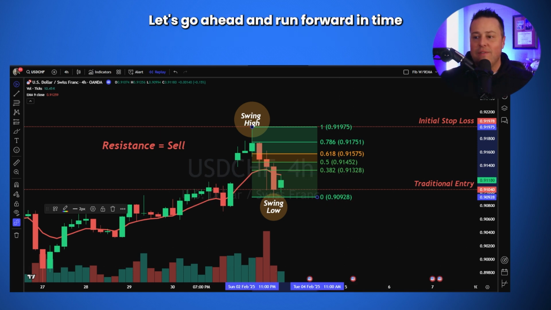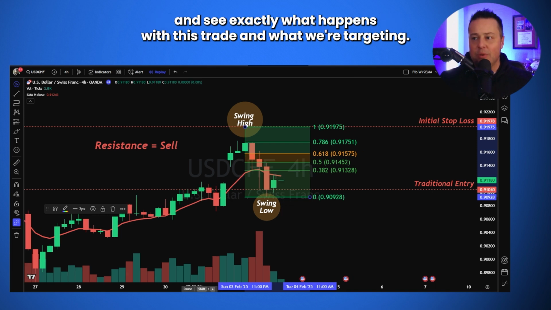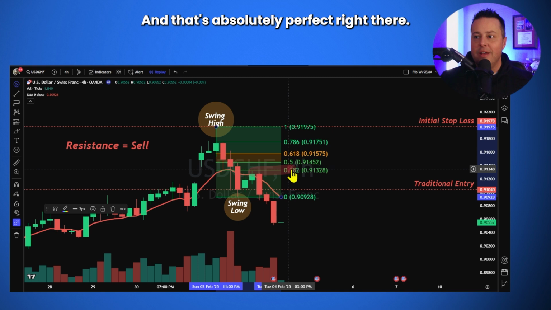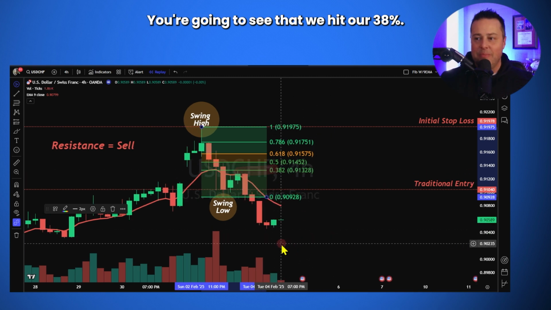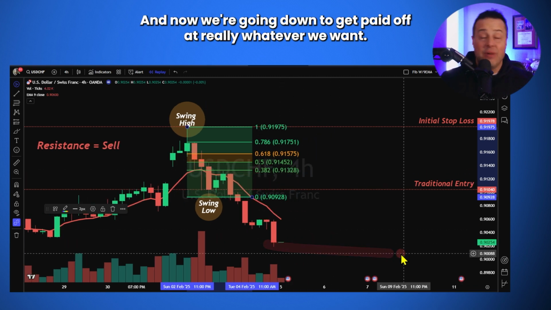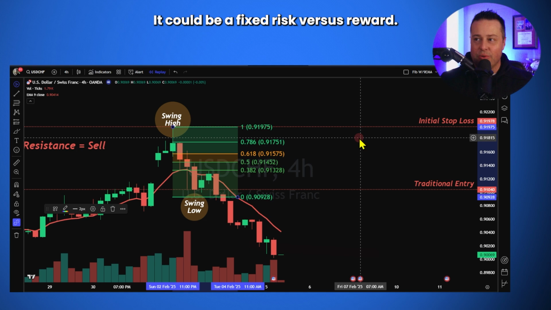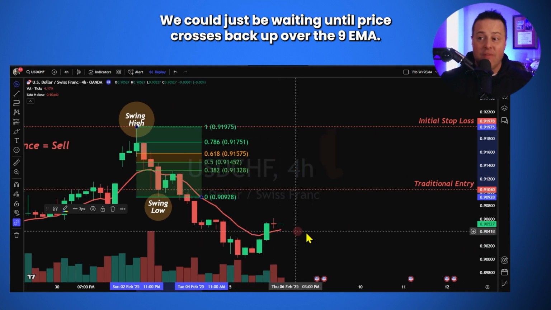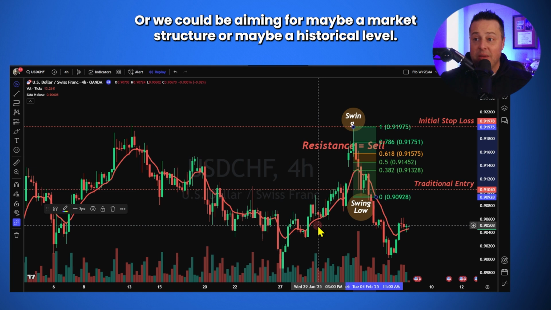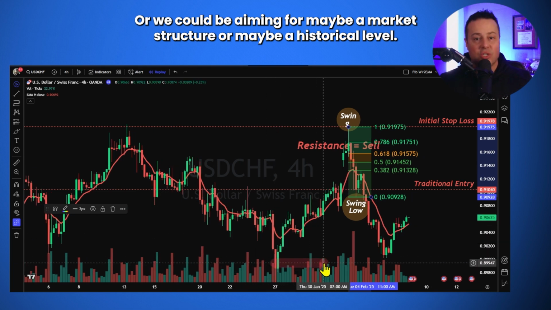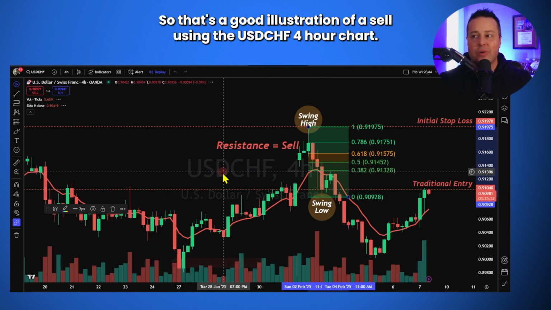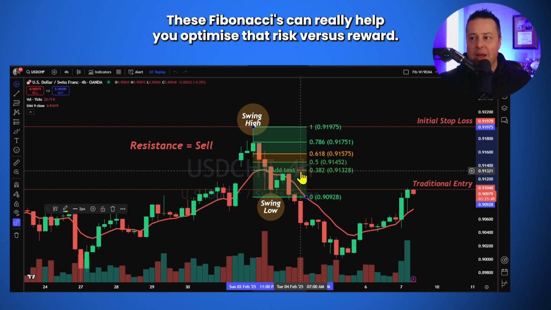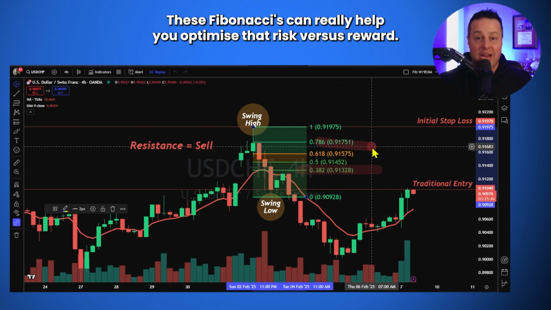Okay, let's go ahead and run forward in time and see exactly what happens with this trade and what we're targeting. And that's absolutely perfect. Right there, you're gonna see that we hit our 38% and now we're going down to get paid off at really whatever we want. It could be a fixed risk versus reward. We could just be waiting until price crosses back up over the 9 EMA, or we could be aiming for maybe a market structure, maybe a historical level. So that's a good illustration of a sell using this dollar Swissy 4-hour chart. These Fibonaccis can really help you optimize that risk versus reward.